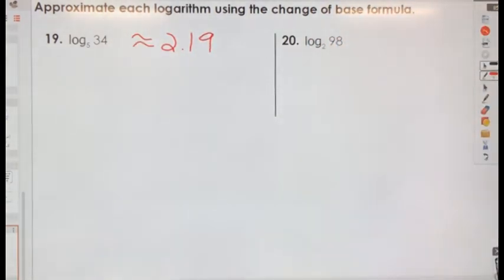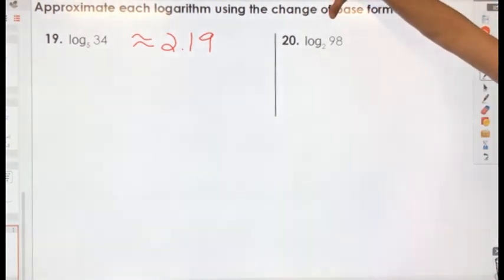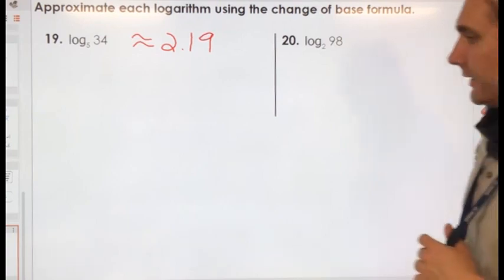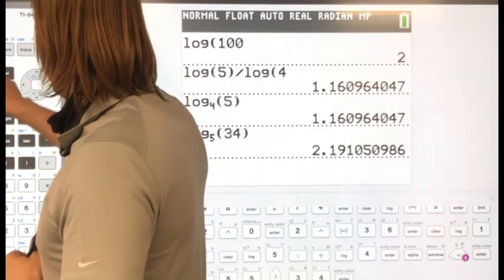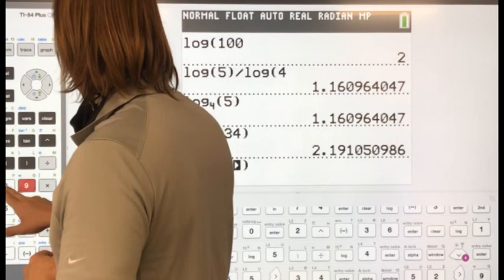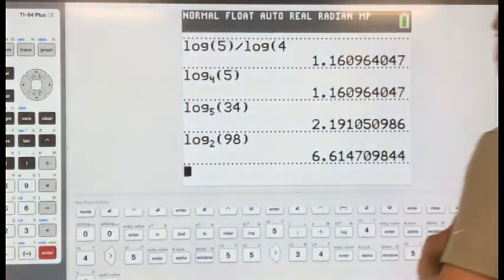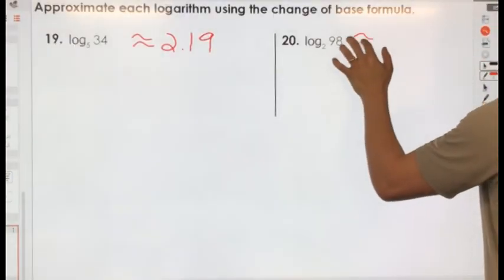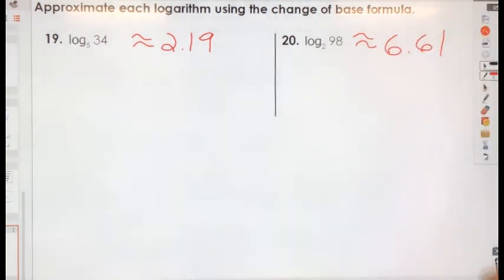Now I want to make sure everybody knows how to do this in your calculator. Find log base 2 of 98. Alpha window. Everybody needs to figure this out. Don't want you to ask me on the test. 6.6. That sounds about right. So let's see. Alpha window, number 5, log base 2 of 98, 6.61.